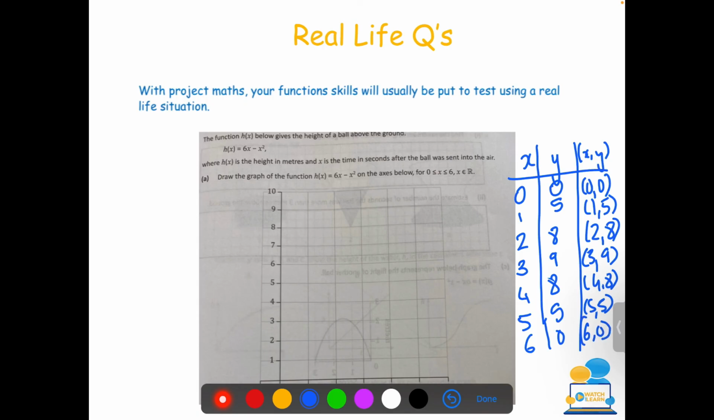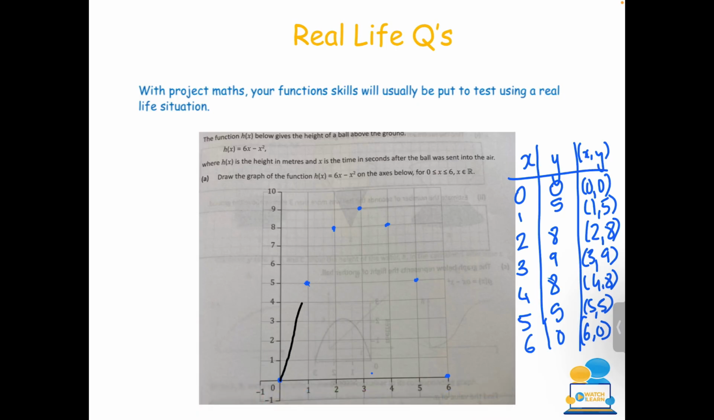So let's plot these then. So we have (0, 0), (1, 5), across 1 up 5, (2, 8) across 2 up to 8, (3, 9) across 3 up to 9, (4, 8), (5, 5), and (6, 0). And then again, we should do our graphing in pencil. You're going to get your pencil and you're going to try to do a smooth line through all of these points.